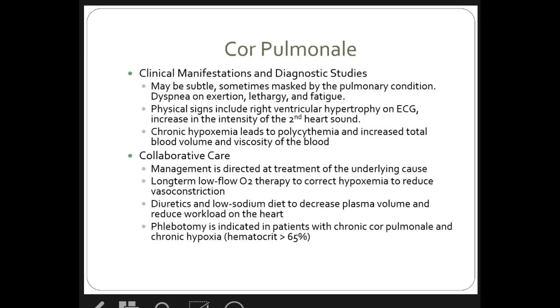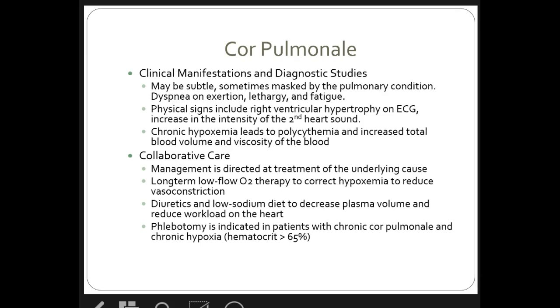Collaborative care, of course, is management of the underlying cause. They will need long-term low-flow O2 therapy to correct their hypoxemia, which helps to reduce the vasoconstriction. Diuretics and a low sodium diet to decrease plasma volume and reduce the workload of the heart. And again, phlebotomy is indicated in those patients with chronic cor pulmonale and chronic hypoxemia, especially if the hematocrit is greater than 65%.